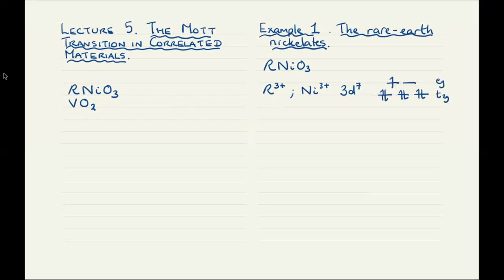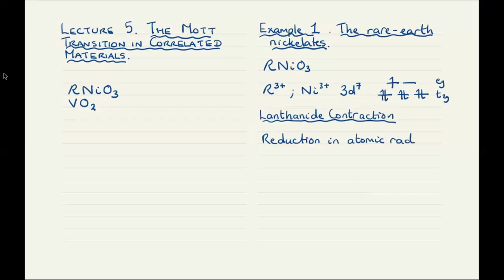Before we look at some data to see what it actually does, I want to remind you of one piece of chemistry, which is the lanthanide contraction. This refers to the reduction in the atomic or the ionic radii across the rare earth series from lanthanum on the left to lutetium on the right.